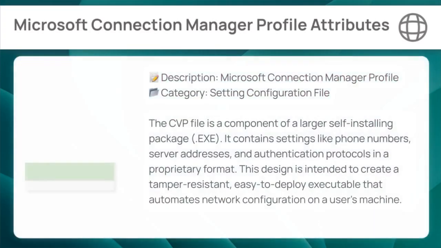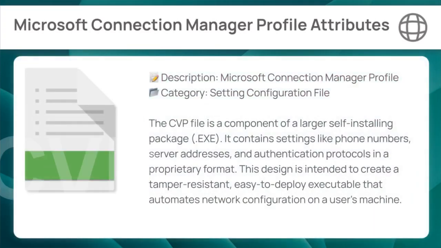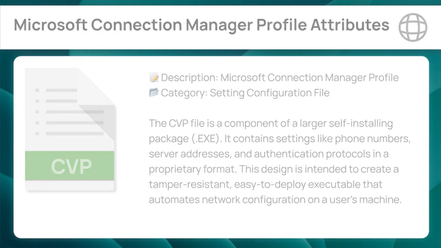The CVP file is a component of a larger self-installing package, not .exe. It contains settings like phone numbers, server addresses, and authentication protocols in a proprietary format. This design is intended to create a tamper-resistant, easy-to-deploy executable that automates network configuration on a user's machine.